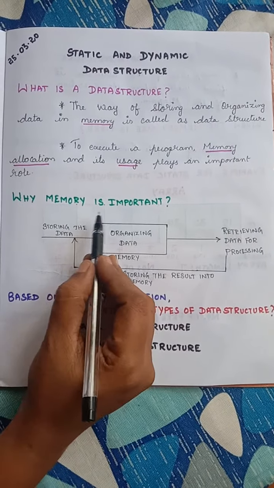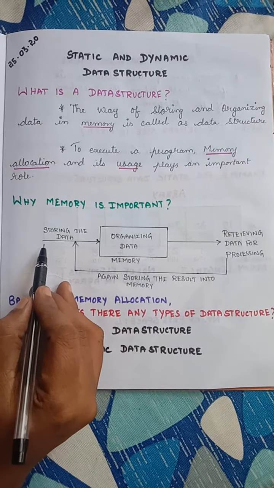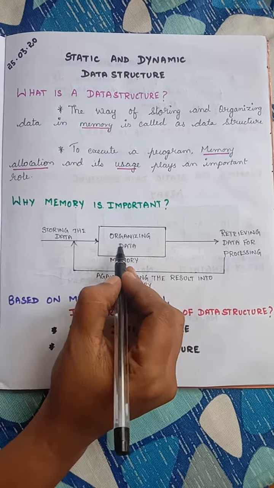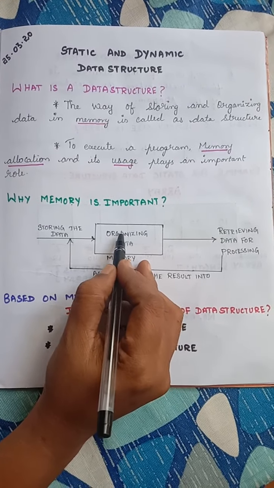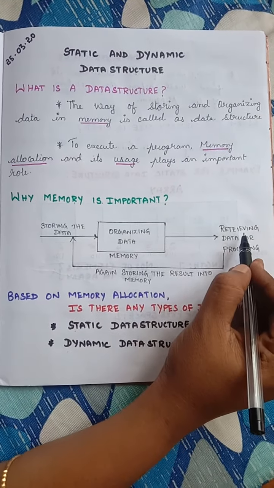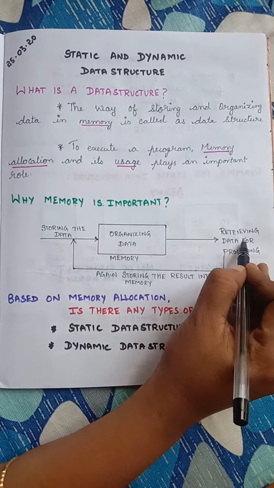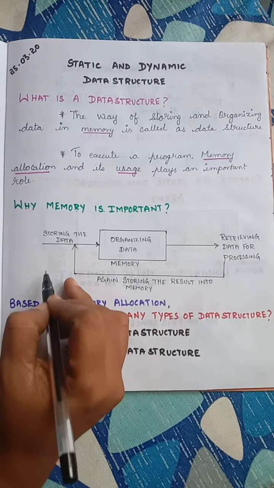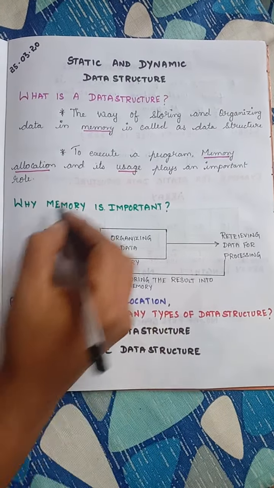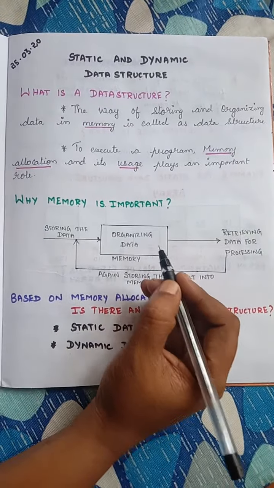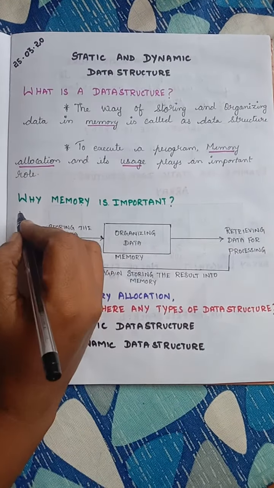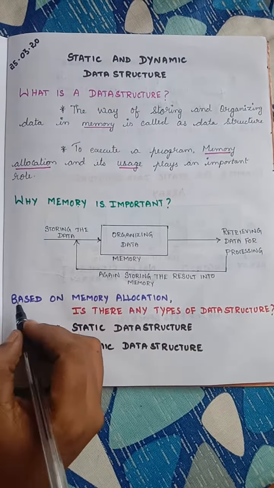Why is the memory that much important? Because storing the data into the memory, organizing or arranging the data in the memory, and retrieving the data from the memory for processing, and after that storing the data into the memory. All these things happen in the memory during the course of execution. That is why the memory is that much important.